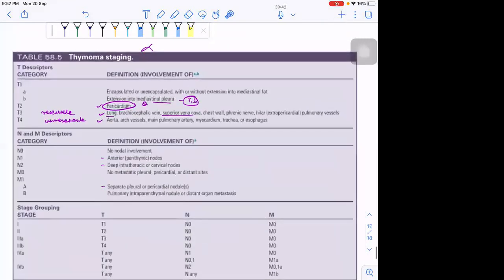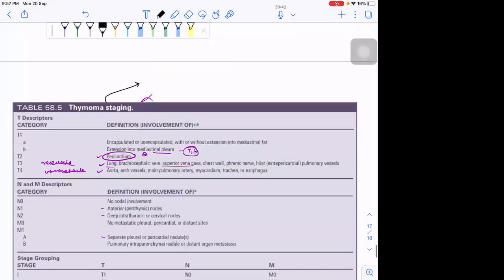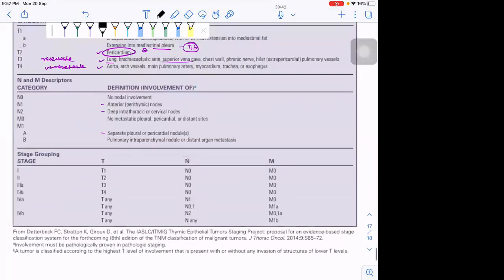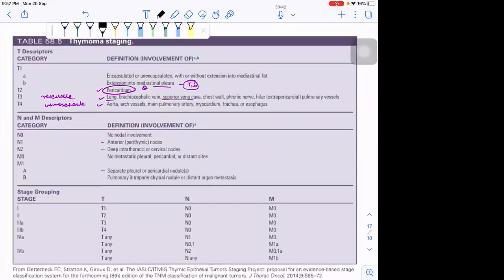Next is thymoma staging. Mostly they will ask Masaoka staging for thymoma. But here the thymoma staging is given in Sabiston, so you have to read only that. It is not the old one; it is TNM, the 8th edition AJCC. So you have to remember this.